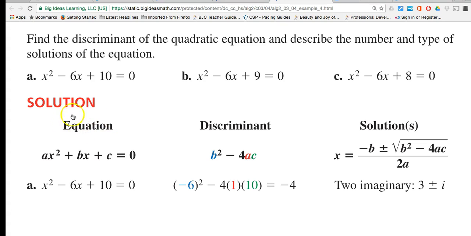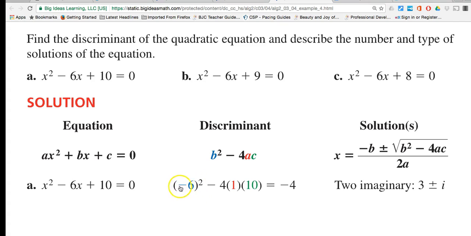So we're going to get our equation in standard form. The discriminant, like I just showed, is b squared minus 4ac. And to get our solutions, we just plug them into our quadratic formula. So in this first example, like we just wrote up here, A is equal to 1, B is equal to -6, and C is equal to +10. When we plug those into our discriminant, we get b squared, which is just -6 squared, minus 4 times A, which is 1, times C, which is 10.